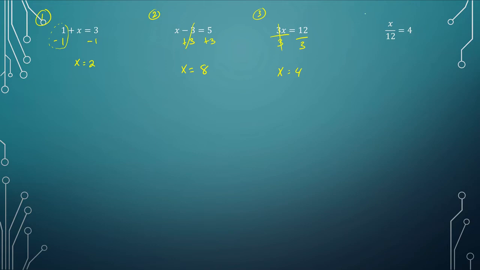Same thing on this last problem. So we have division, right? So the inverse of division, or the opposite of division, is to multiply. And in this case, we're going to multiply by 12 on both sides. And I notice on the left side that I'm left with x, right? That was the whole reason of doing the inverse, is to cancel the number and leave the variable. And so on the right side, I simplify: 4 times 12 is 48.